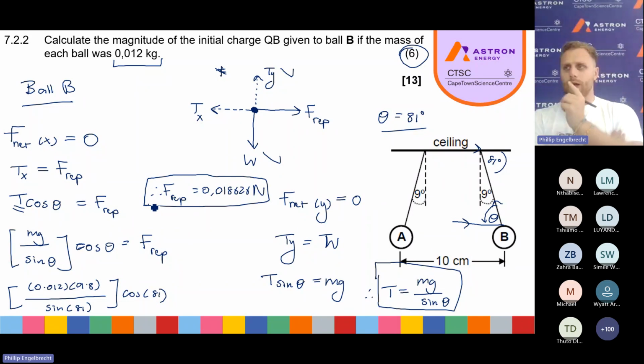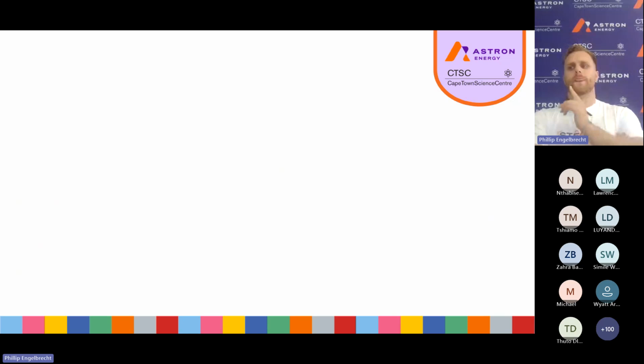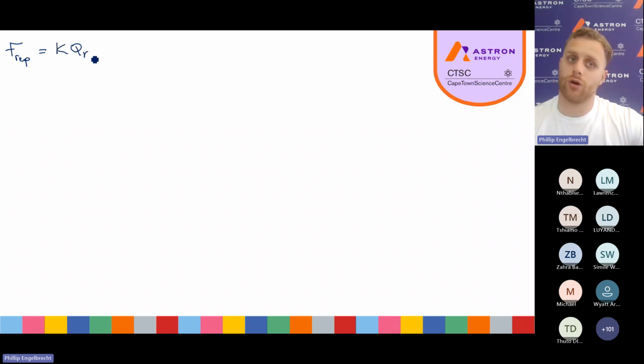So what can I do now? I know that there is a force of repulsion, an electrostatic force of repulsion. What can I do now? I'll work on the next page. If I know the force of repulsion, I can actually figure out the new charge on sphere A and sphere B. So I'm going to work on this slide. I'm going to say that the force of repulsion is equal to K times the new charge of A, times the new charge of B, divided by R squared.